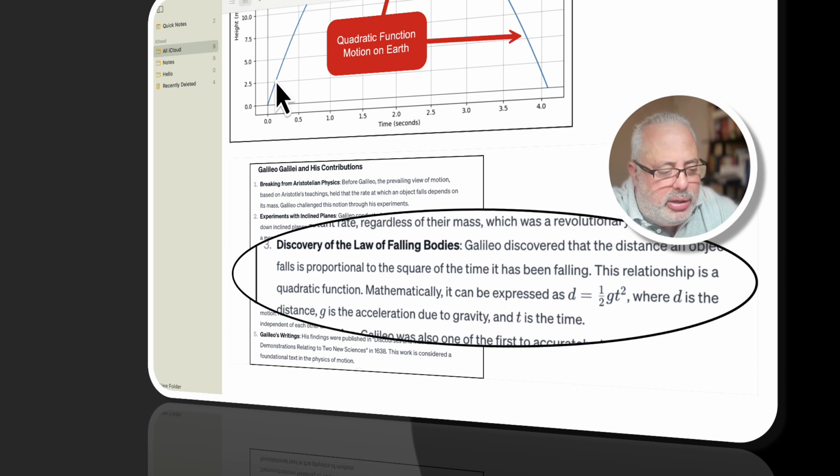Important, the discovery of the law of falling bodies. Galileo discovered that the distance an object falls is proportional to the square of the time it has been falling. This relationship is a quadratic function. Mathematically, it can be expressed as d equals 1/2 g times t squared, where d is the distance, g is the acceleration due to gravity, and t is the time.